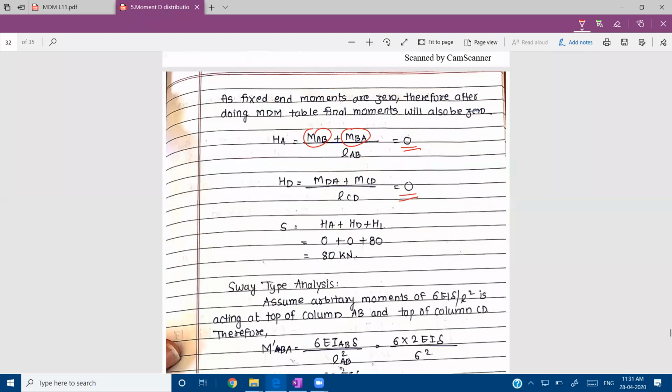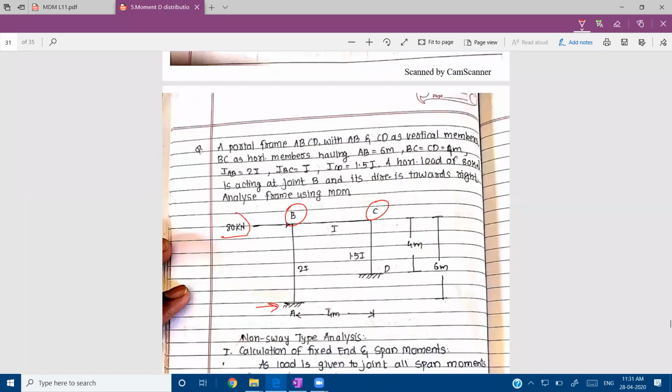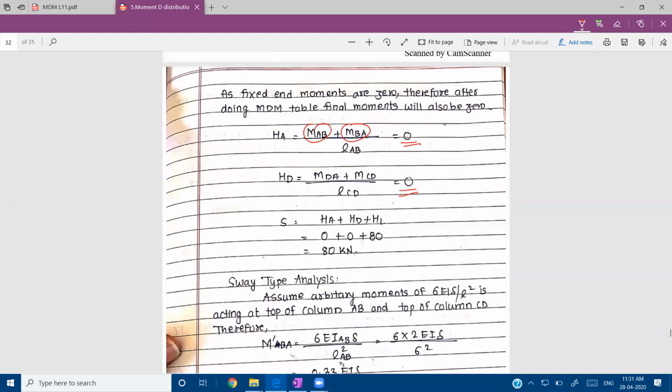But if you calculate the sway force here, the sway force will be HA plus HD plus HL. So where has this HL come from? This force of 80 kilonewton which is acting is nothing but the unbalanced force. So now here the sway force is 80 kilonewton. It is going towards the right, therefore it is taken as positive.